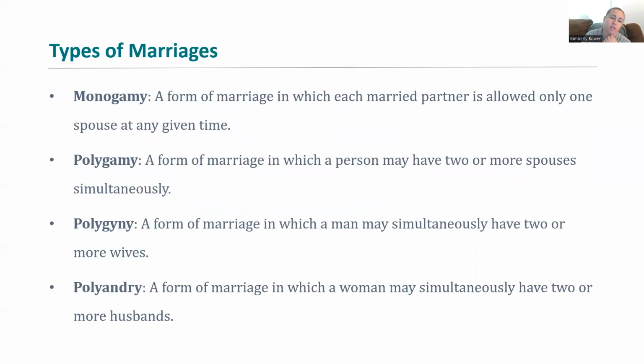Different types of marriages. So you can have monogamy, which is a form of marriage in which each married partner is only allowed to have their spouse at any given time, and that's the primary form of marriage you'll see in the United States, but not always in every culture or every variation. And monogamy is actually a very recent phenomenon that happens in society. Polygamy is a form of marriage in which a person may have two or more spouses simultaneously.